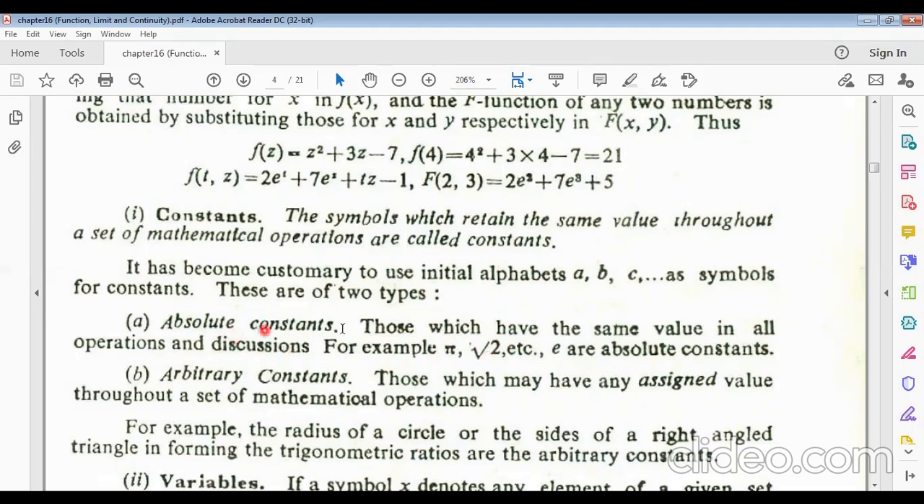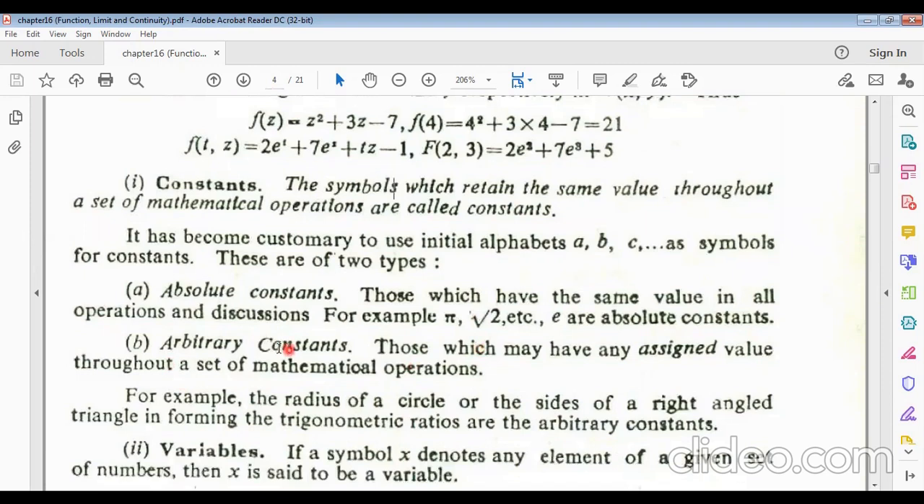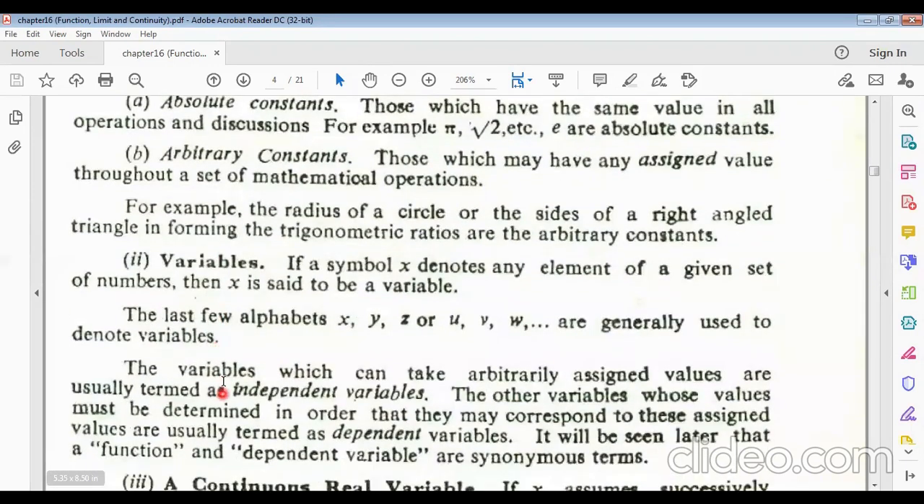are called absolute constants. Arbitrary constants are those which may have any assigned value throughout a set of mathematical operations. For example, the radius of a circle or the side of a right angle triangle in forming trigonometric ratios are arbitrary constants. So suppose the radius of a circle, the diameter of a circle, etc., are arbitrary constants.